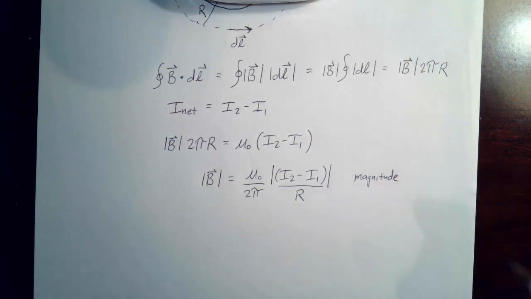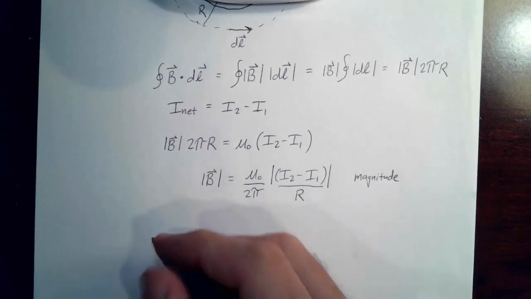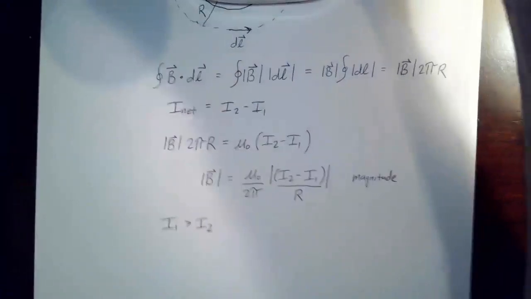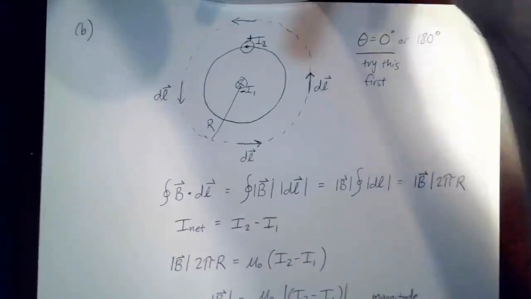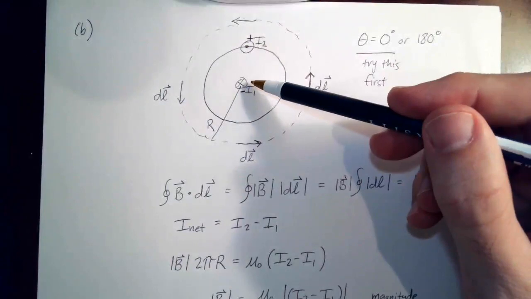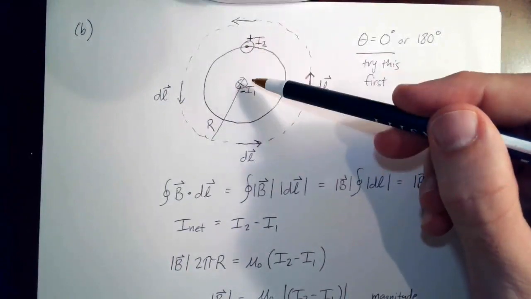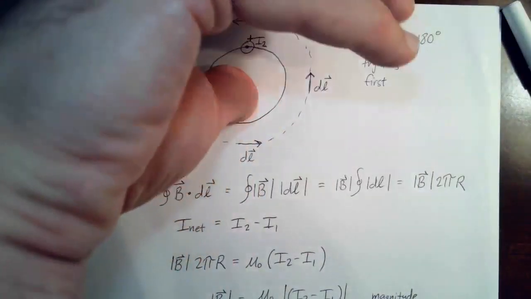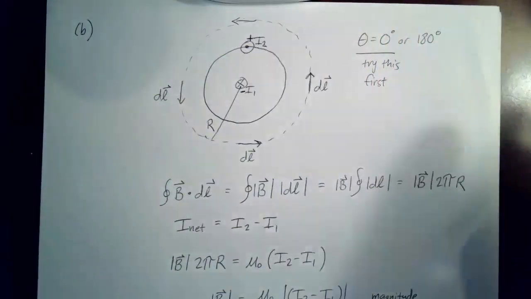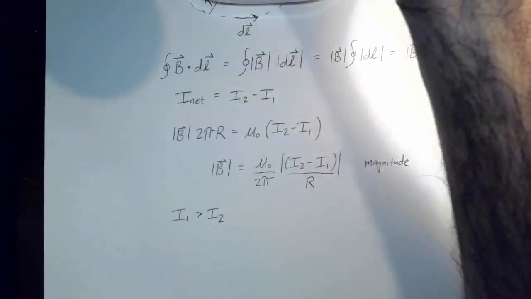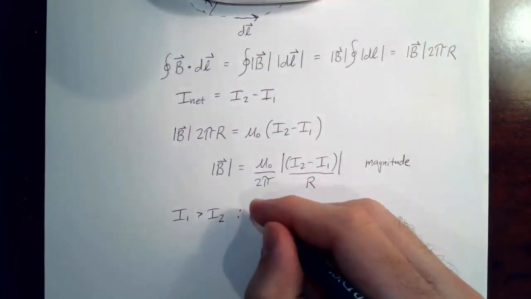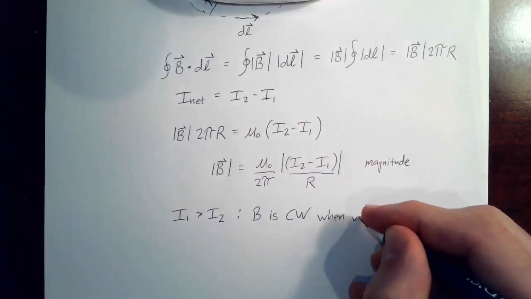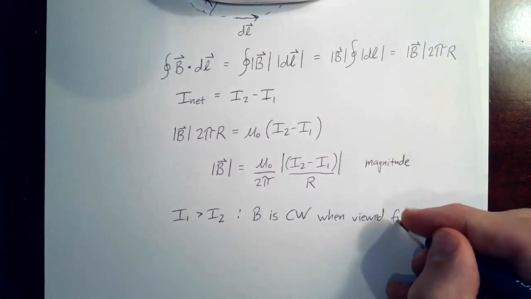And then the other part of the question is, what's the direction? It tells us that I1 is greater than I2. So if I1 is greater than I2, then the net current is going into the page. If the net current is going into the page, I use right-hand rule number 2, point my thumb in, and my fingers curl around clockwise. So since I1 is greater than I2, B is clockwise when viewed from the left. That was the perspective that we chose at the start.